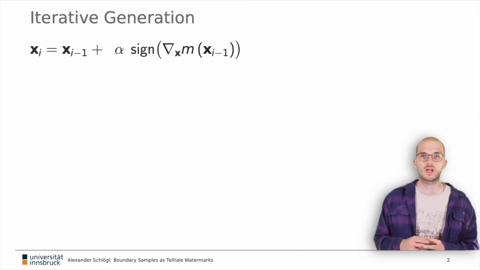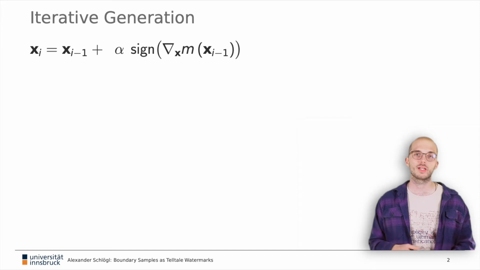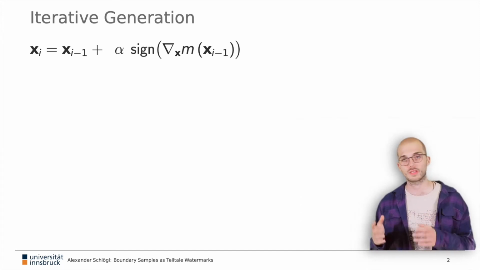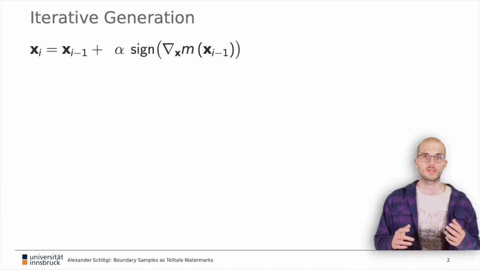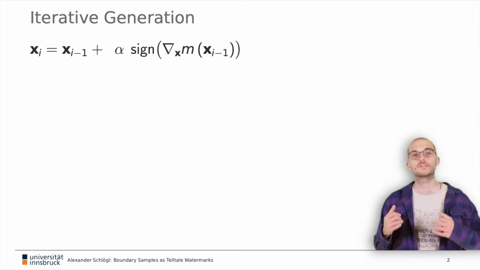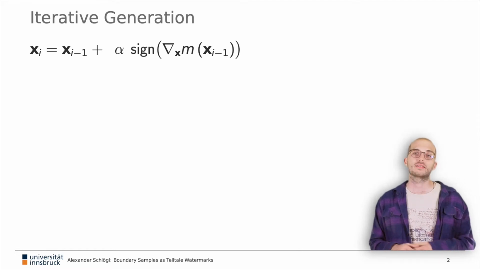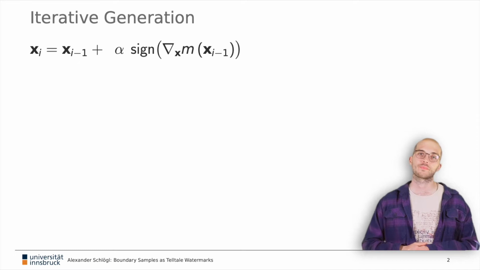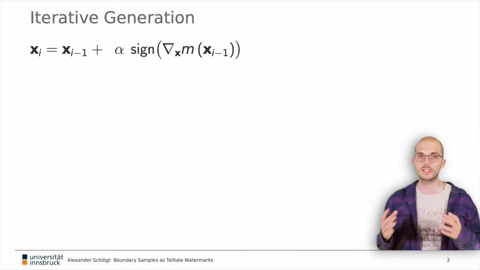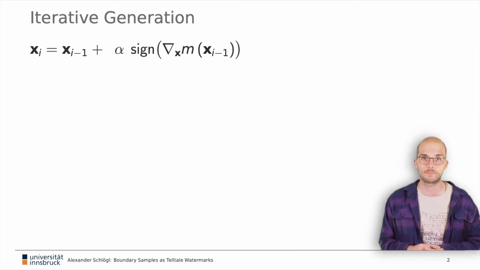Given that boundary samples and adversarial samples are closely related concepts, we use the popular fast gradient sign method, or FGSM, as a starting point for our generation algorithm. While it is not the most sophisticated method, it is a good fit for PSNR constraints as it introduces many smaller perturbations instead of fewer large ones. To make the algorithm less sensitive to the step size alpha, we use the iterative form IFGSM.